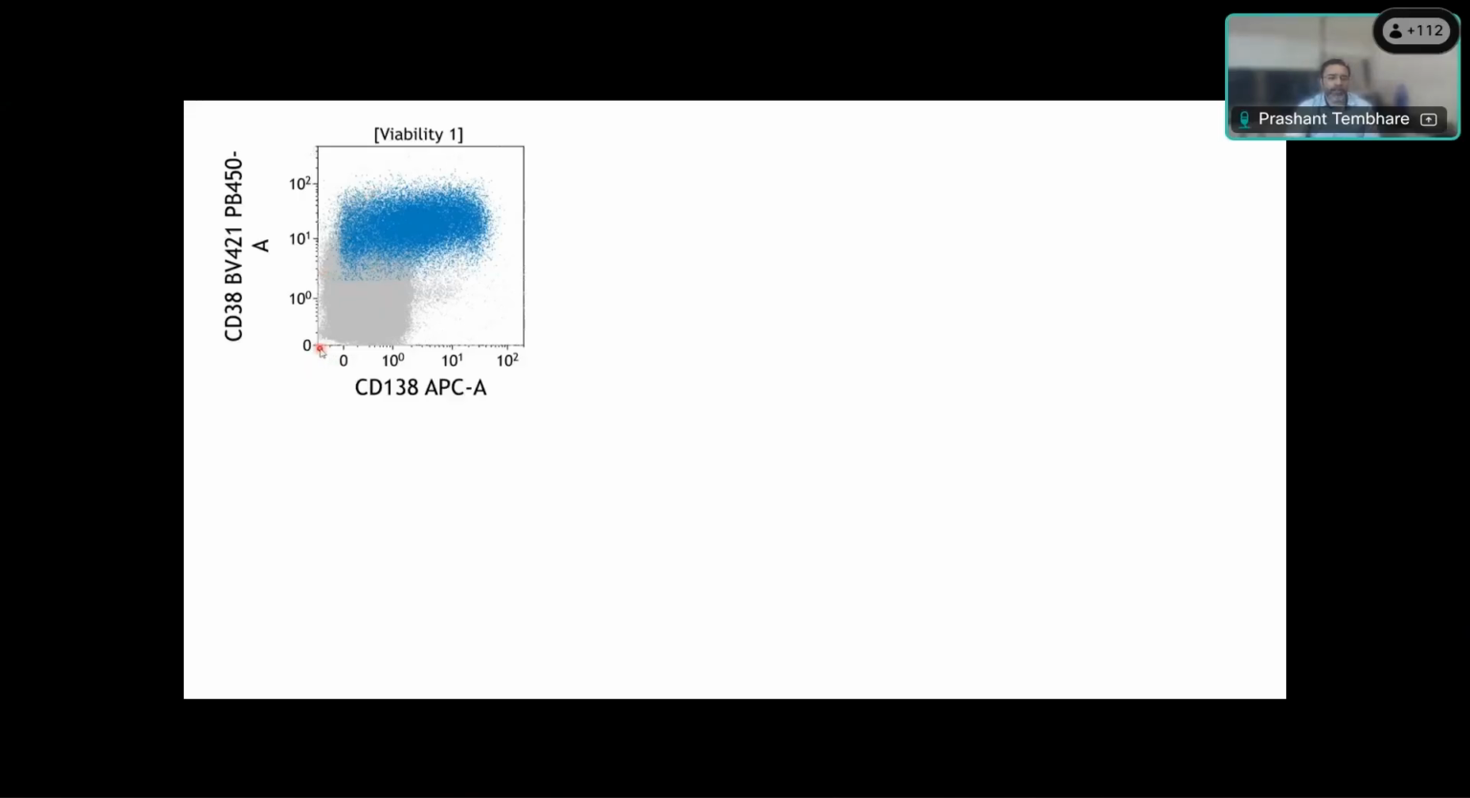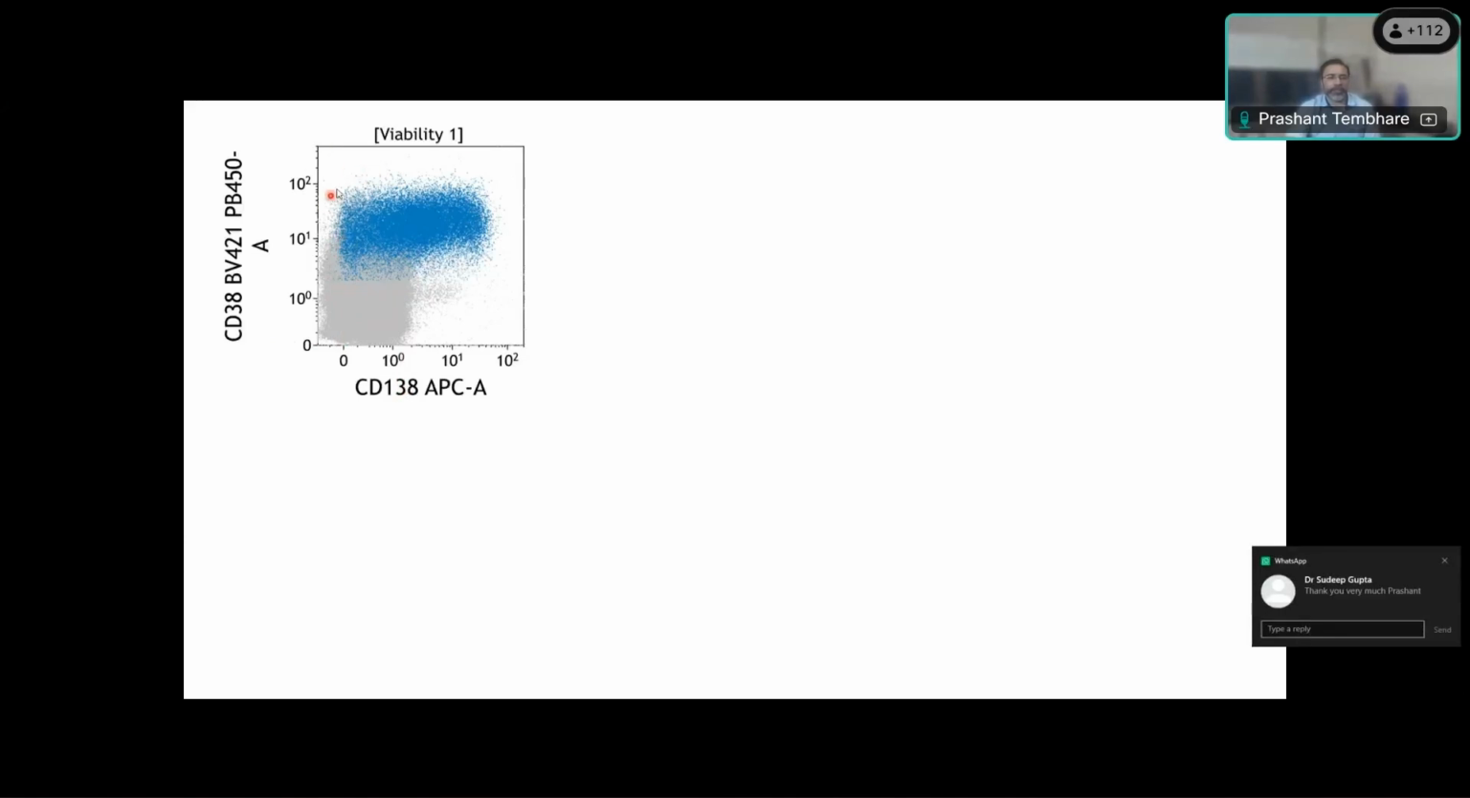Now, as you can see, both axes have a scale from 0 to 10 raised to power 2, 10 raised to power 3. This is a logarithmic scale. Cells or dots which are close to 0 are basically negative for that protein. So cells falling close to 0 on the y-axis are negative for CD38, and cells falling close to 0 on the x-axis are negative for CD138. As you move away from 0 to positive, this indicates positive expression.